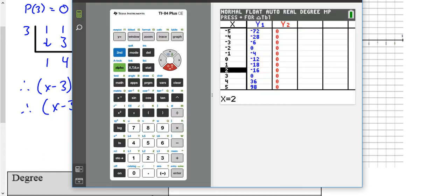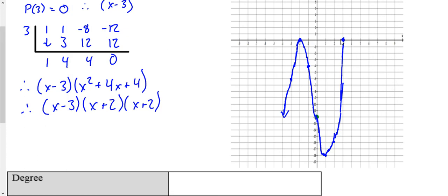And let's see if we have anything at 4. Can we graph it? It's off the grid. It's 36 there. So it's off the grid. I'm just going to extend that just a bit slightly. And there we go. That's our graph sketched. Quote unquote, very, very rough sketch.